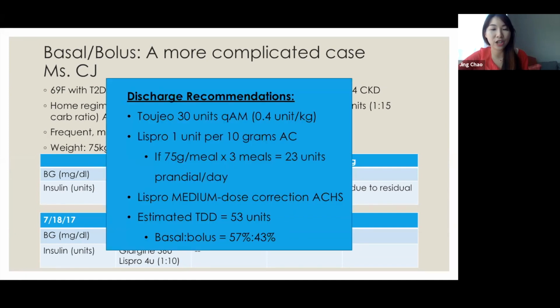At the time of her discharge, so I didn't manage her for very long and she needs to go home. I put her on Glargine 30 units QAM, which is equivalent to 0.4 unit per kilo, 1 per 10 carbs AC. So if she eats a reasonable amount, 75 grams per meal, that will give her 23 units in a day. So now her basal to nutritional ratio is a lot more reasonable at 57 to 43% distribution. And then I put her on medium dose correction ACHS.